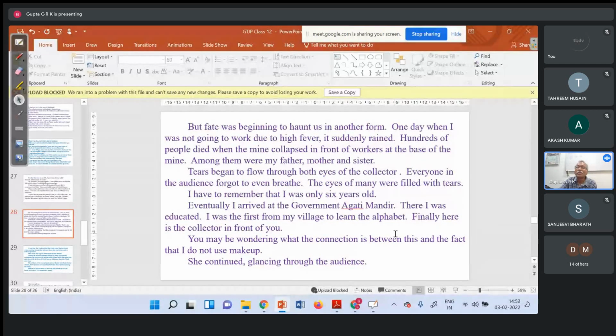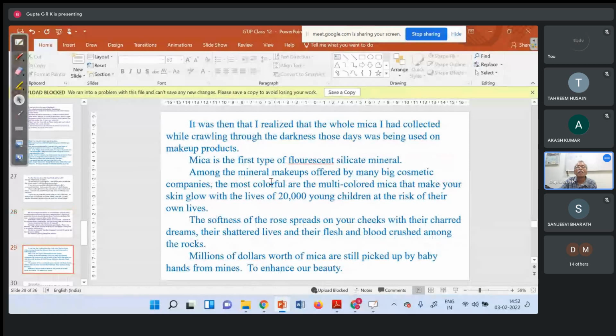Eventually, I arrived at the government Agati Mandir, where I was educated. I was the first from my village to learn the alphabet. Finally, here is the collector in front of you. You may be wondering what is the connection between this and the fact that I do not use makeup. She continued, glancing through the audience. It was then I realized that the whole mica I had collected while crawling through the darkness those days was being used on makeup products.